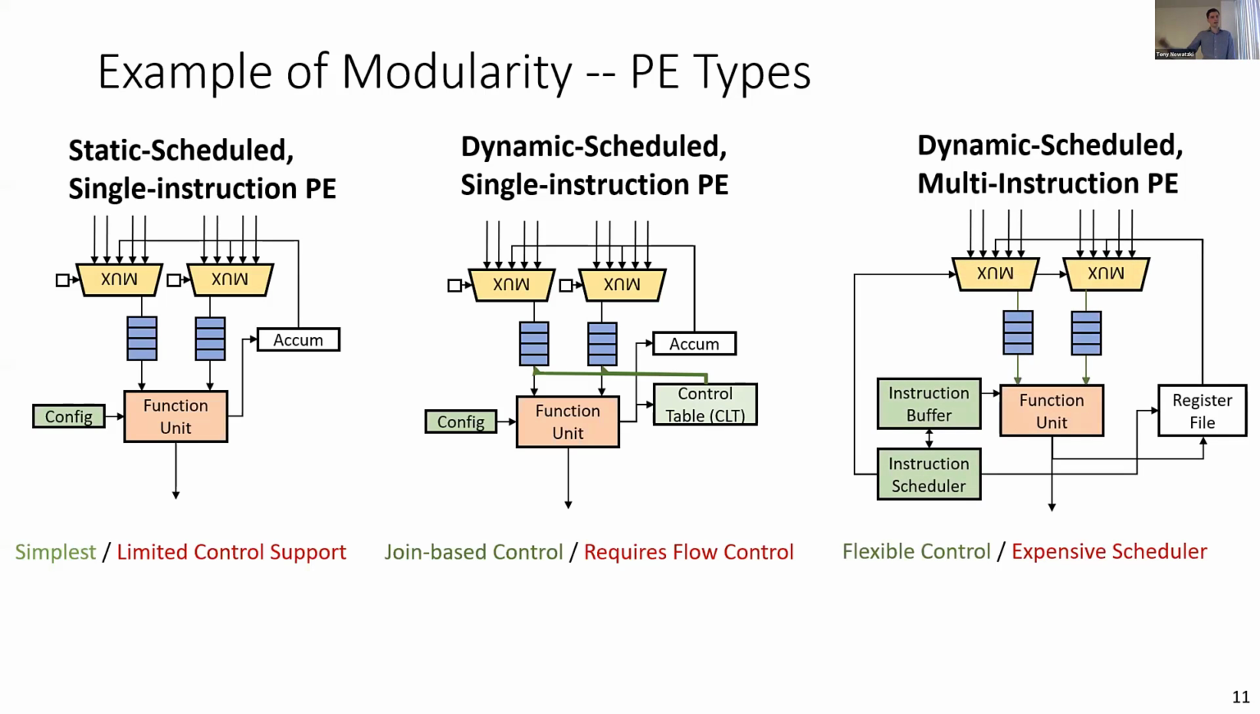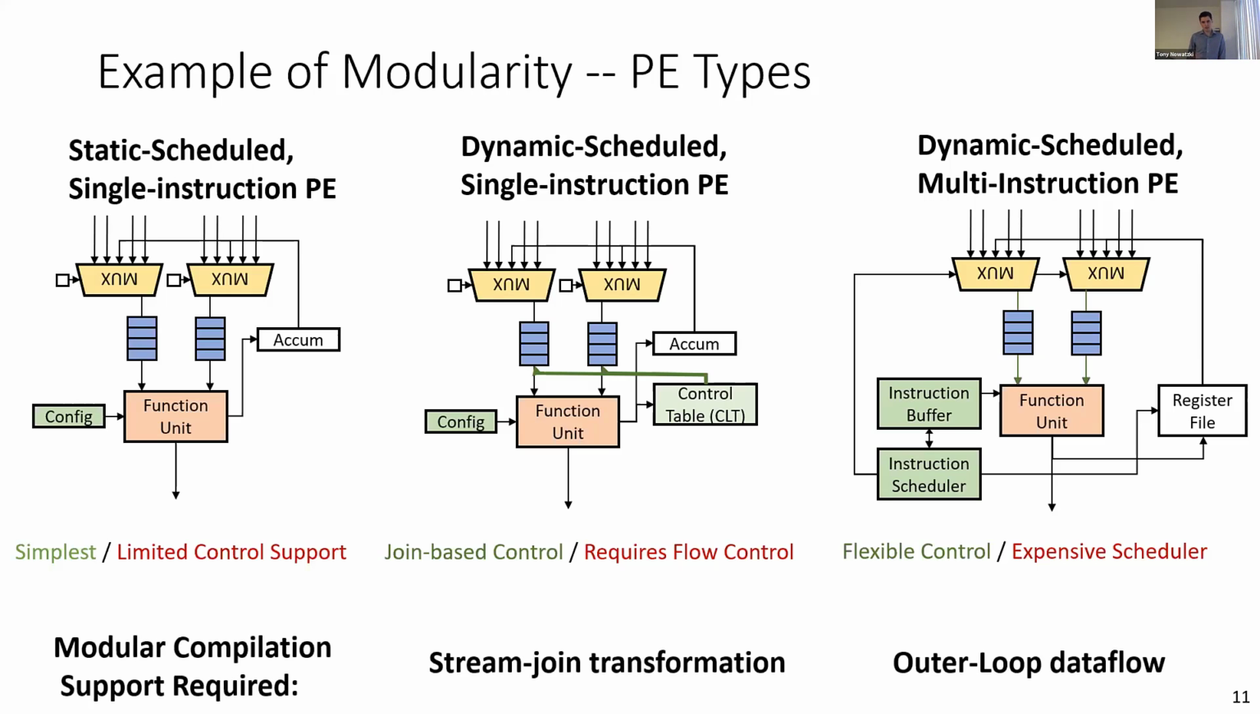And if you want really general control flow support, then you could go all the way and have a multi-instruction PE that allows you to schedule instructions out of order. That would give you the most flexibility, but it would also cause you to incur more power and overheads. And so we want the framework to have the capability to compose these different elements together, differently depending on what kind of applications you care about and are targeting.